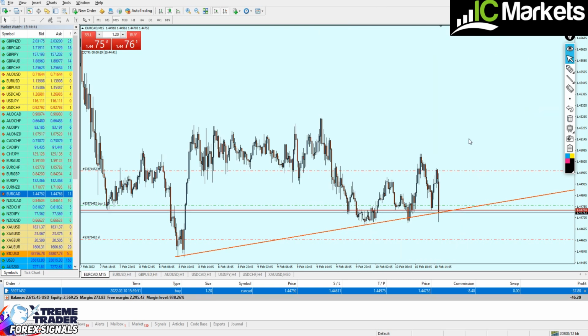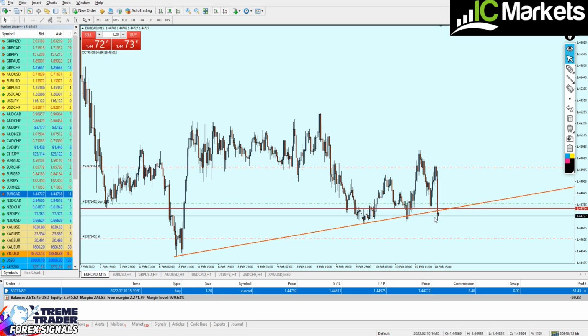However, I'm just trying to calm myself while watching the EuroCAD candle, and it seems like we now have 10 seconds, 9, 8, 7, 5, 4, 3, 2, and this candle is going to close like this. That's actually a good sign.